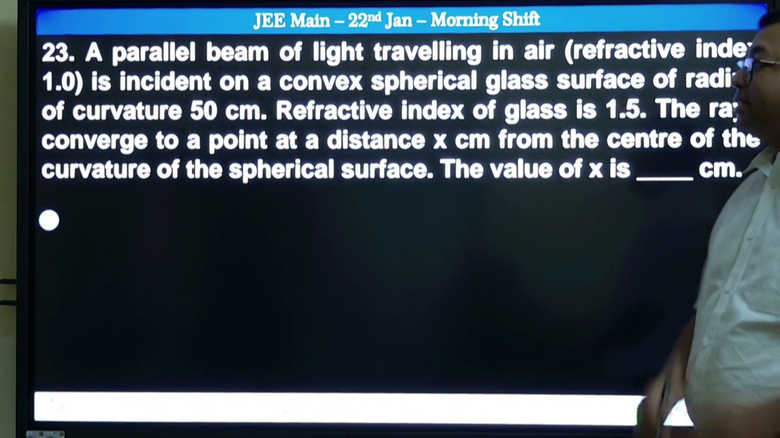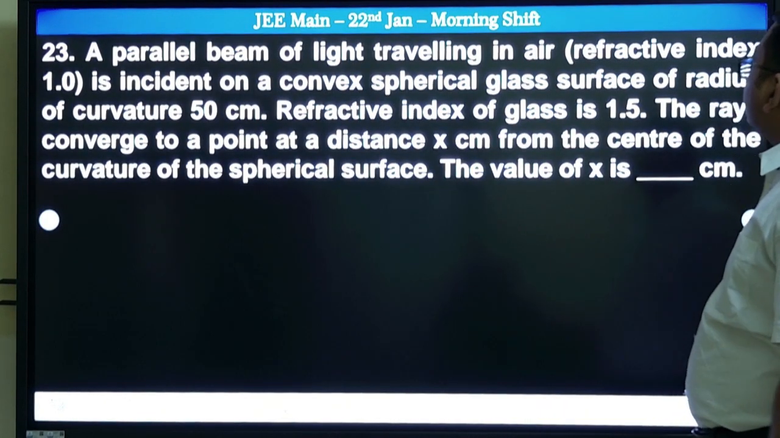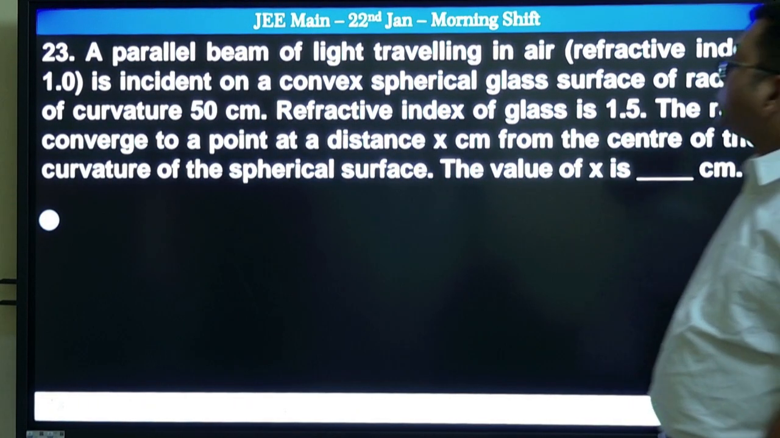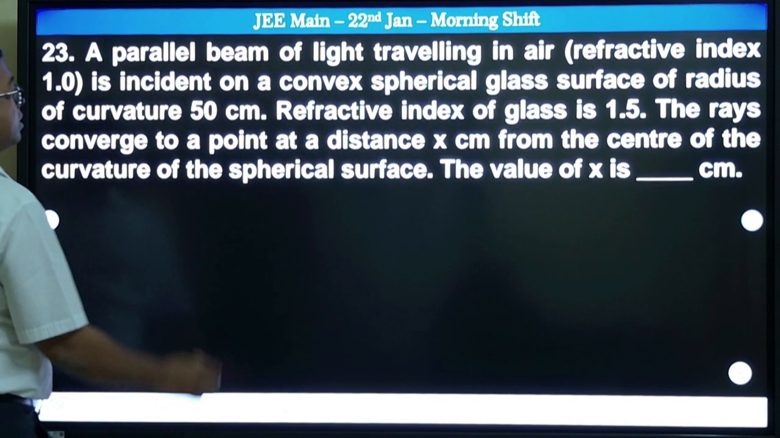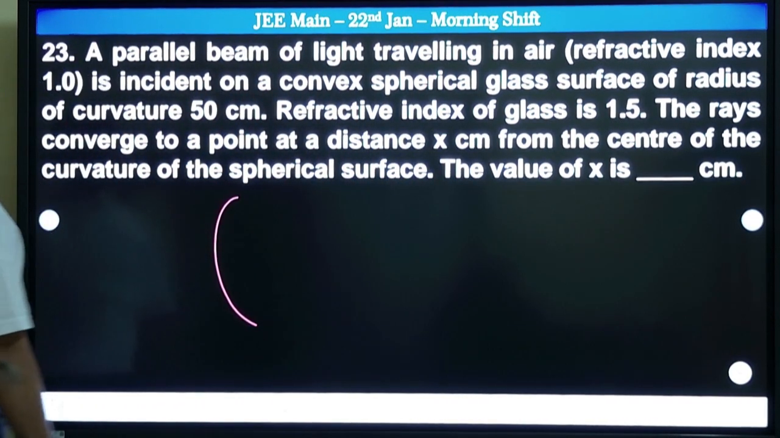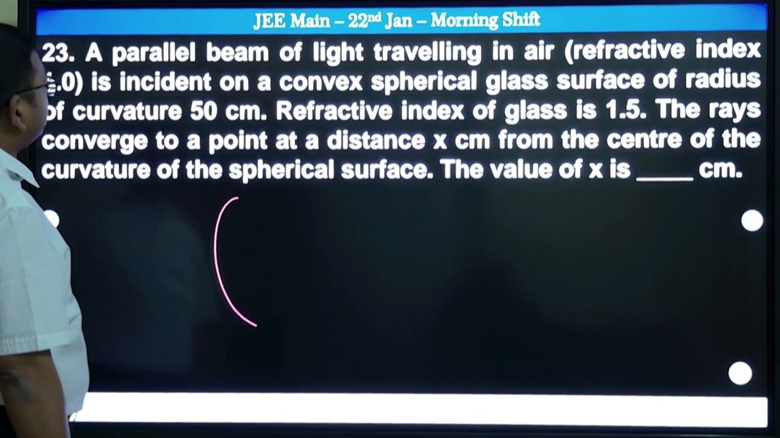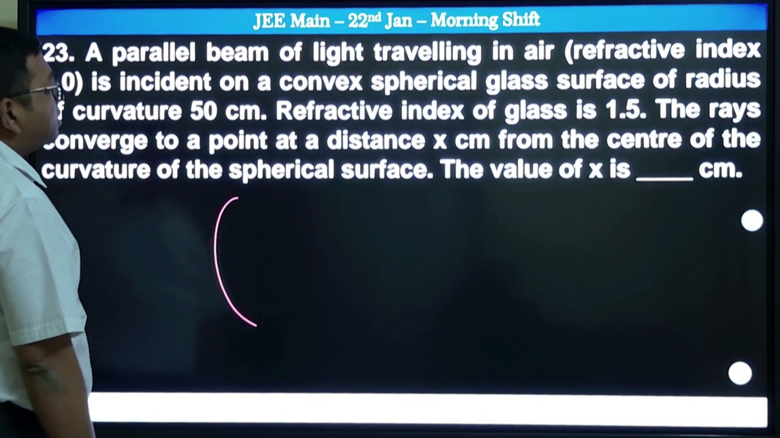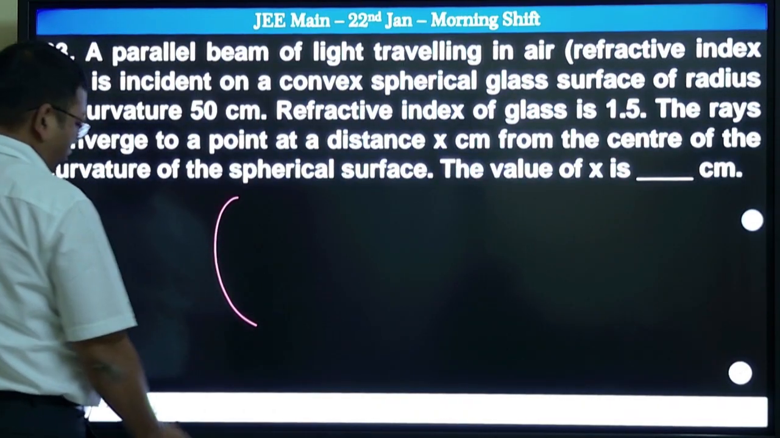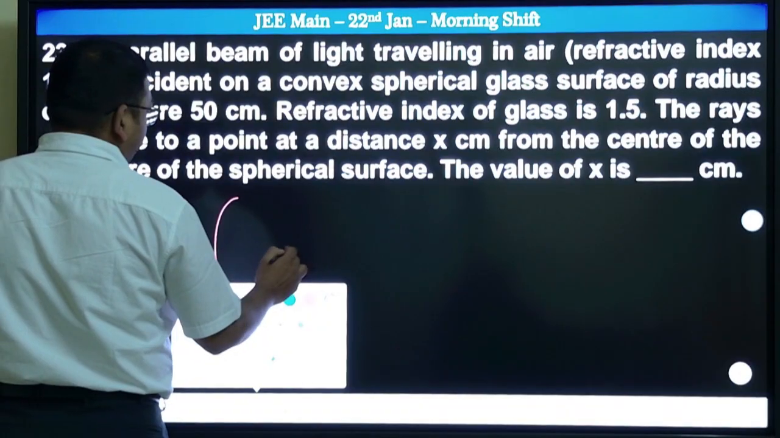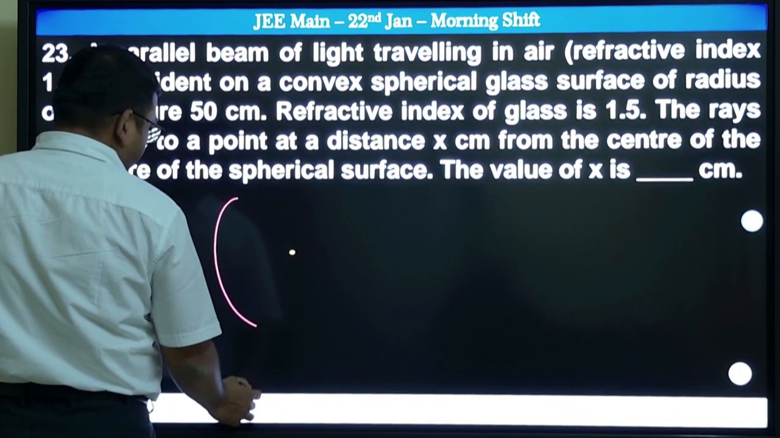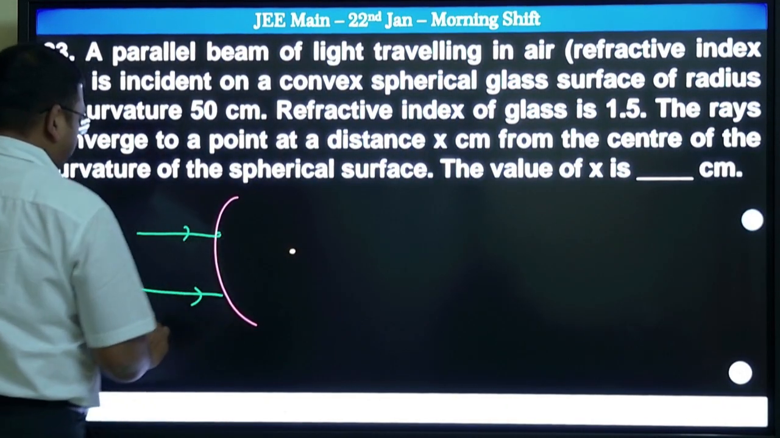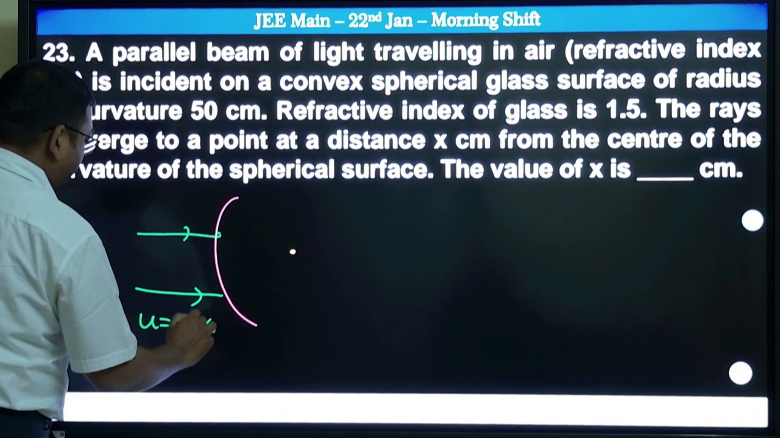Question number 23. A parallel beam of light traveling in air is incident on a convex spherical glass surface of radius. So there is a spherical surface like this. Radius of curvature is given as 50. Refractive index is also given. Rays converge to a point at a distance x from the center of the curvature. Center will be here. The rays are parallel, so somewhere they will converge. So you can take u as minus infinity.